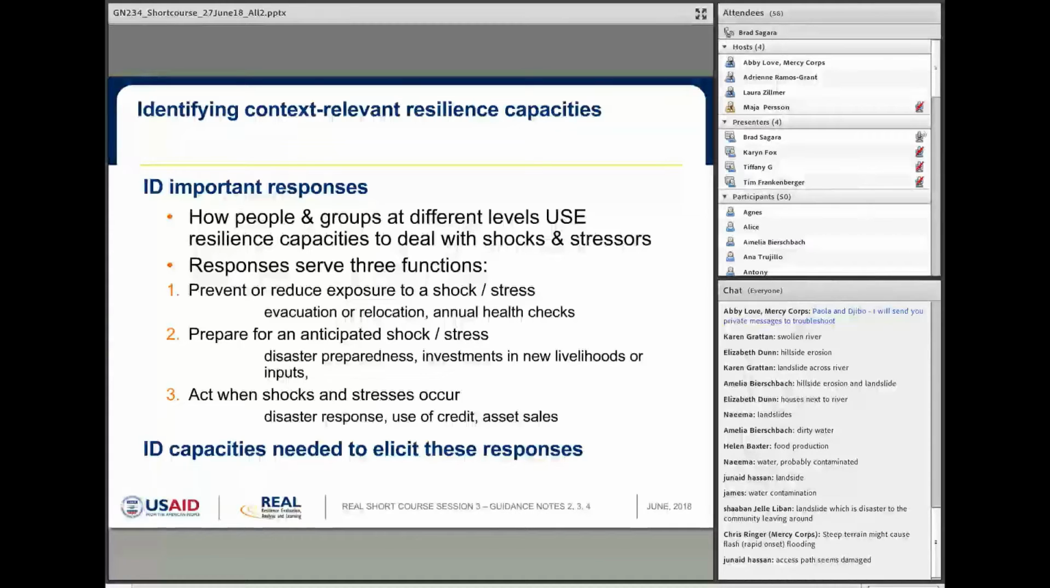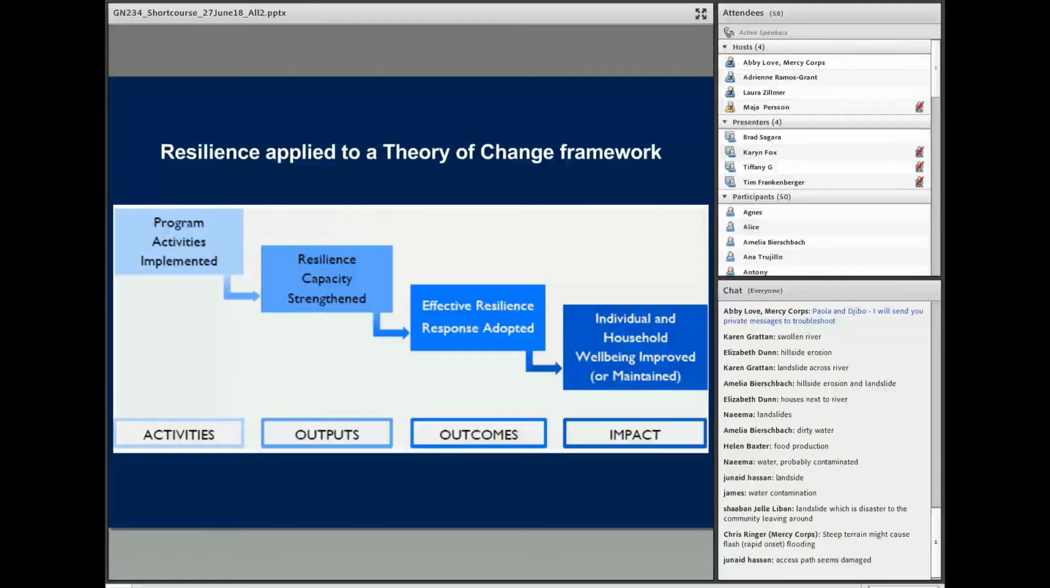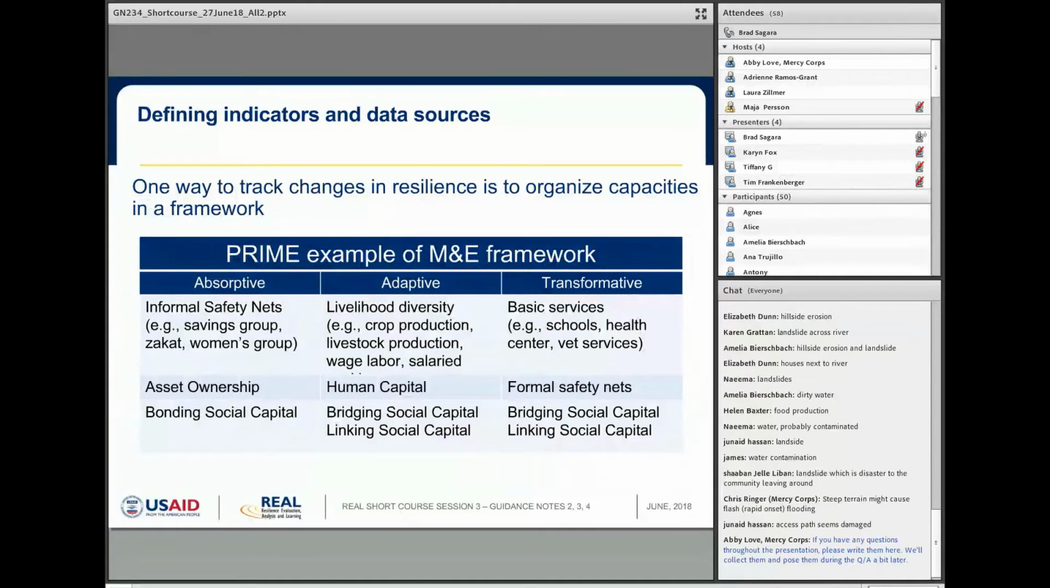And so then when you start to do that, you can build it out into a theory of change. We tend to think about our program activities on the left. Some of the outputs of those activities would be a particular capacity is strengthened. So this could be access to credit, it could be technical knowledge, it could be productive assets owned, or other kinds of capacities built. And then in response to a shock, we can see whether or not people are actually giving this particular response.